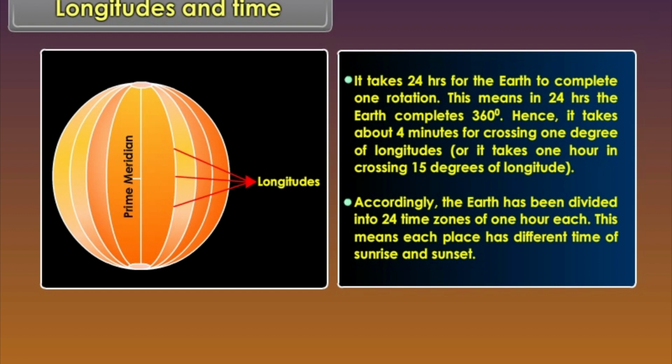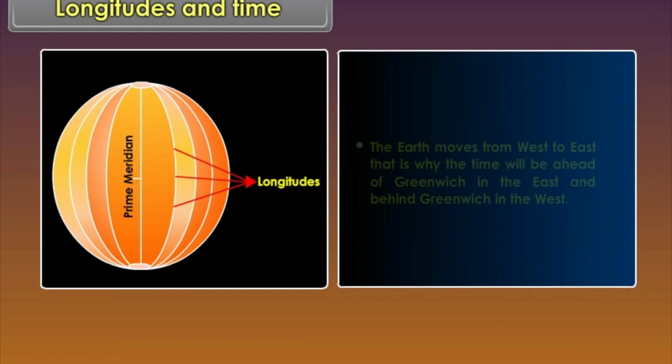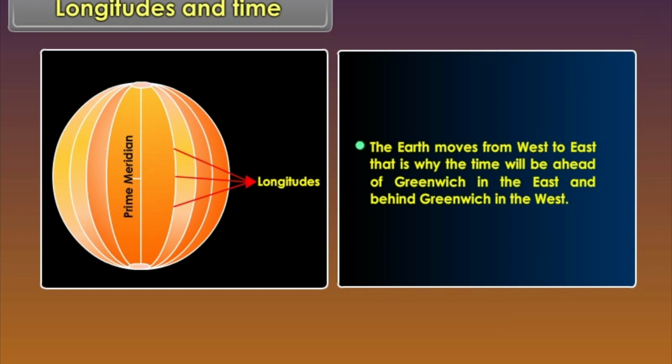Hence, it takes about 4 minutes for crossing 1 degree of longitude, or it takes 1 hour in crossing 15 degrees of longitude. Accordingly, the Earth has been divided into 24 time zones of 1 hour each. This means each place has different time of sunrise and sunset. The Earth moves from west to east. That is why the time will be ahead of Greenwich in the east and behind Greenwich in the west.